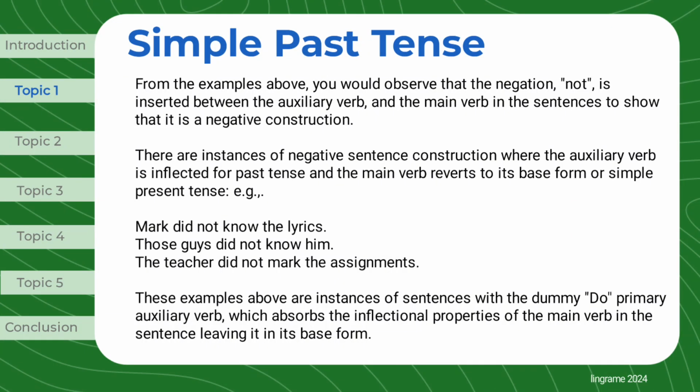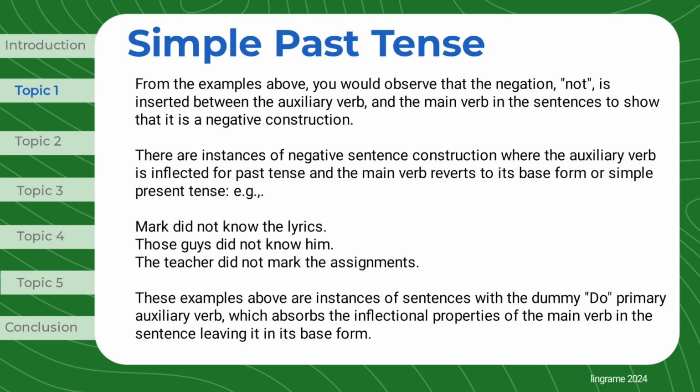From the examples above, you would observe that the negation, not, is inserted between the auxiliary verb and the main verb in the sentences to show that it is a negative construction. There are instances of negative sentence construction where the auxiliary verb is inflected for past tense and the main verb reverts to its base form or simple present tense.